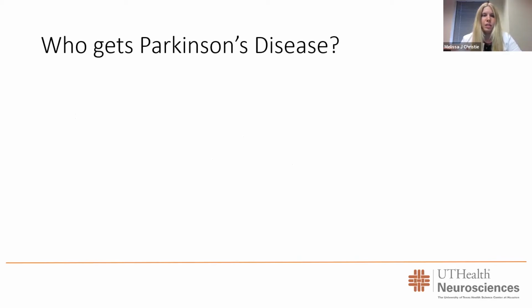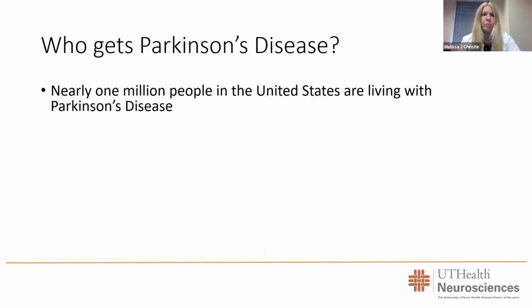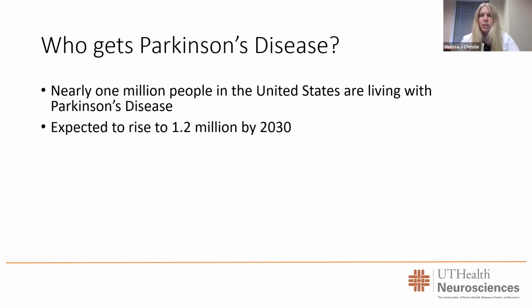So who gets Parkinson's disease? Let's go over some statistics of the population that typically gets it. There are nearly 1 million people in the US right now that are living with Parkinson's, so it's a fairly common disorder. And as you get older, your risk increases. If you live a normal lifespan for the US, predicted at least around 80 years old, about 1 in 100 people, like 1% of people, by that age will have something like Parkinson's. And as you get even older, that rate increases.